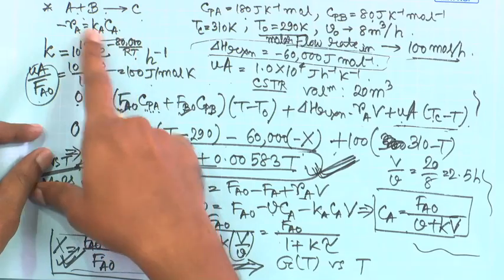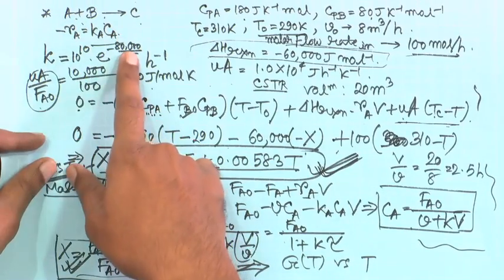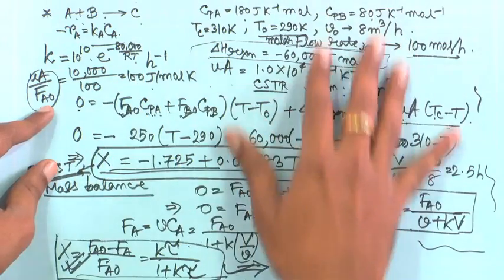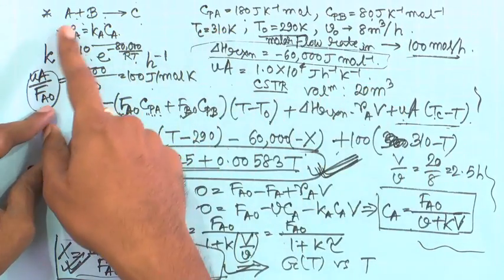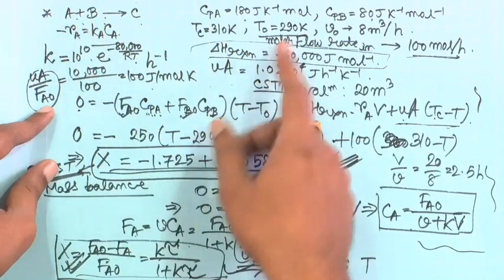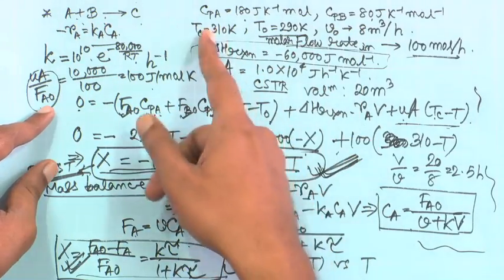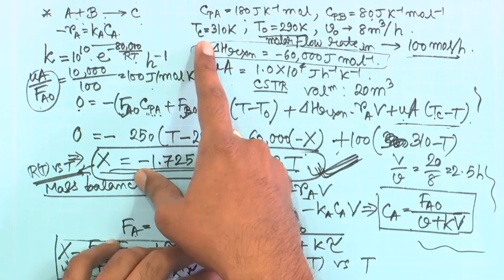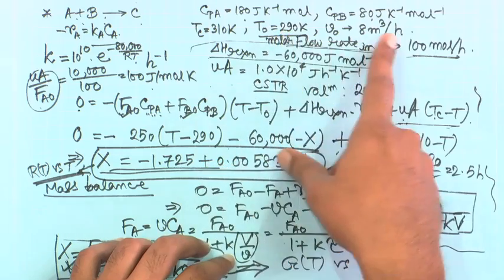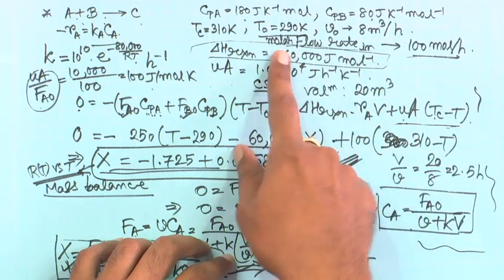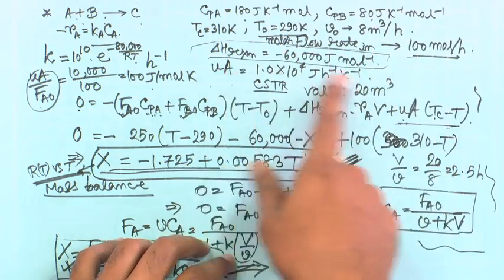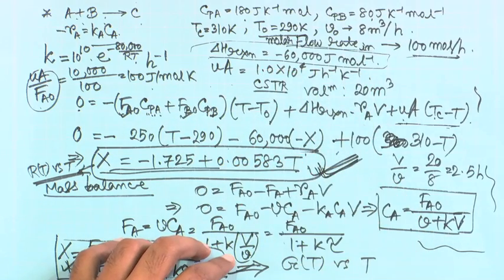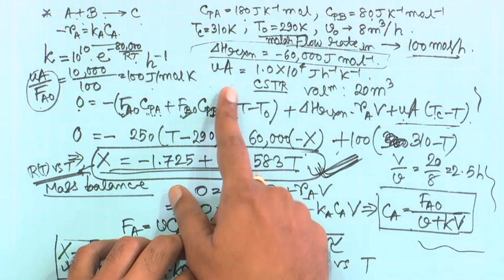For simplicity, it is first order in A and 0th order in B, and the rate constant was given as a function of temperature, and also some other information was given like the heat capacity of the respective reacting species. It was also assumed that the heat capacity is constant with temperature. The temperature of the heat transfer fluid, temperature of the inlet, volumetric flow rate in, and molar flow rate in, all these things were given, and delta H of reaction, that is the enthalpy of reaction, was given as negative. So, it is an exothermic reaction. Also the heat transfer characteristics were given.